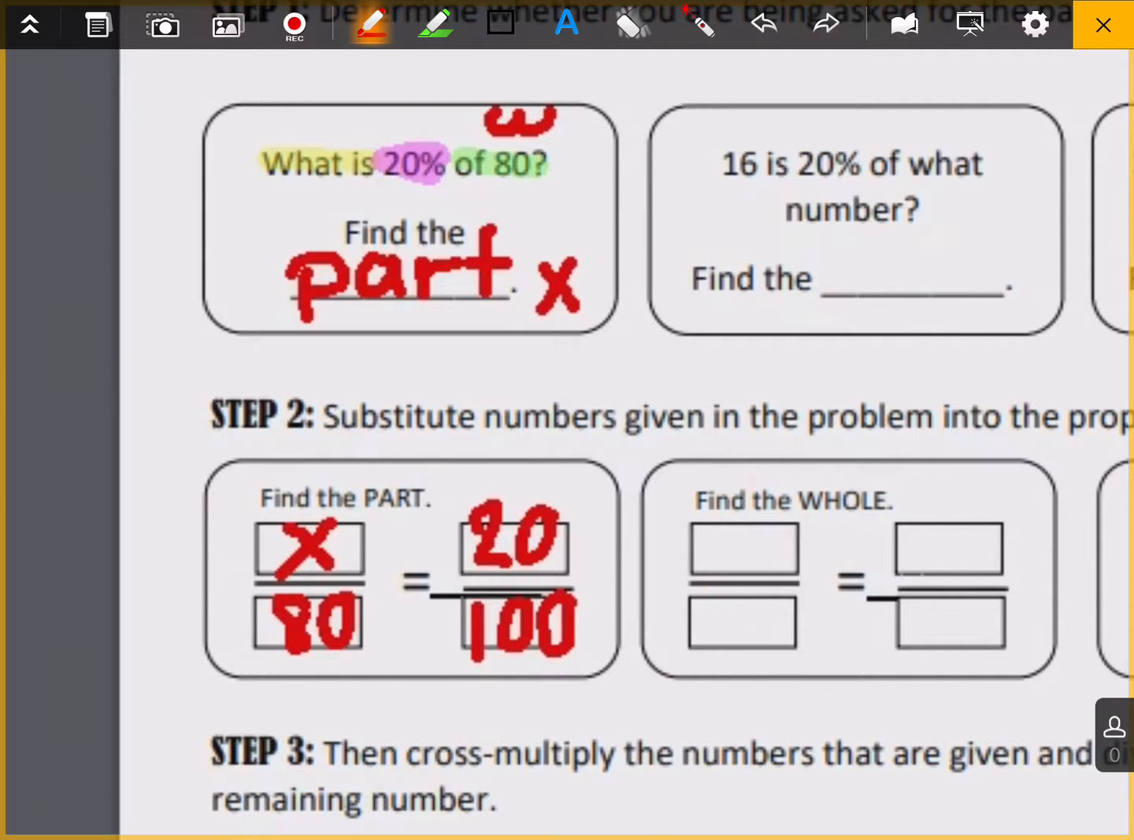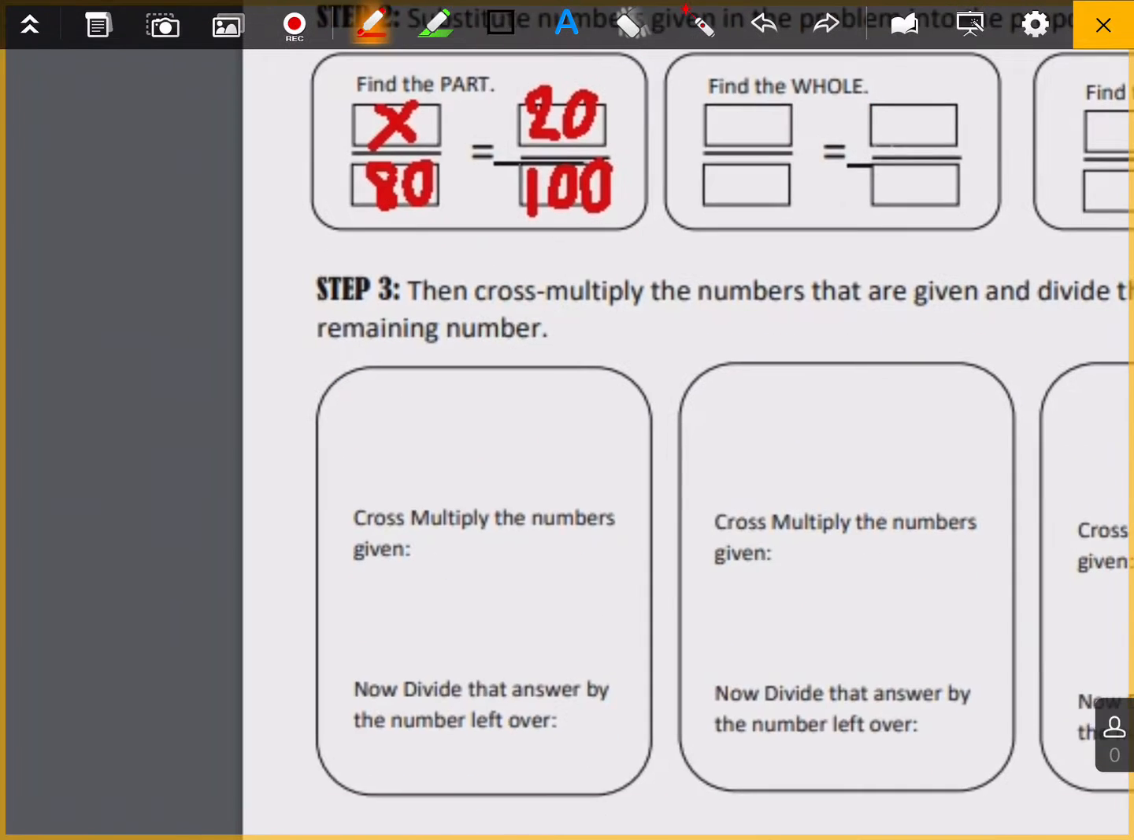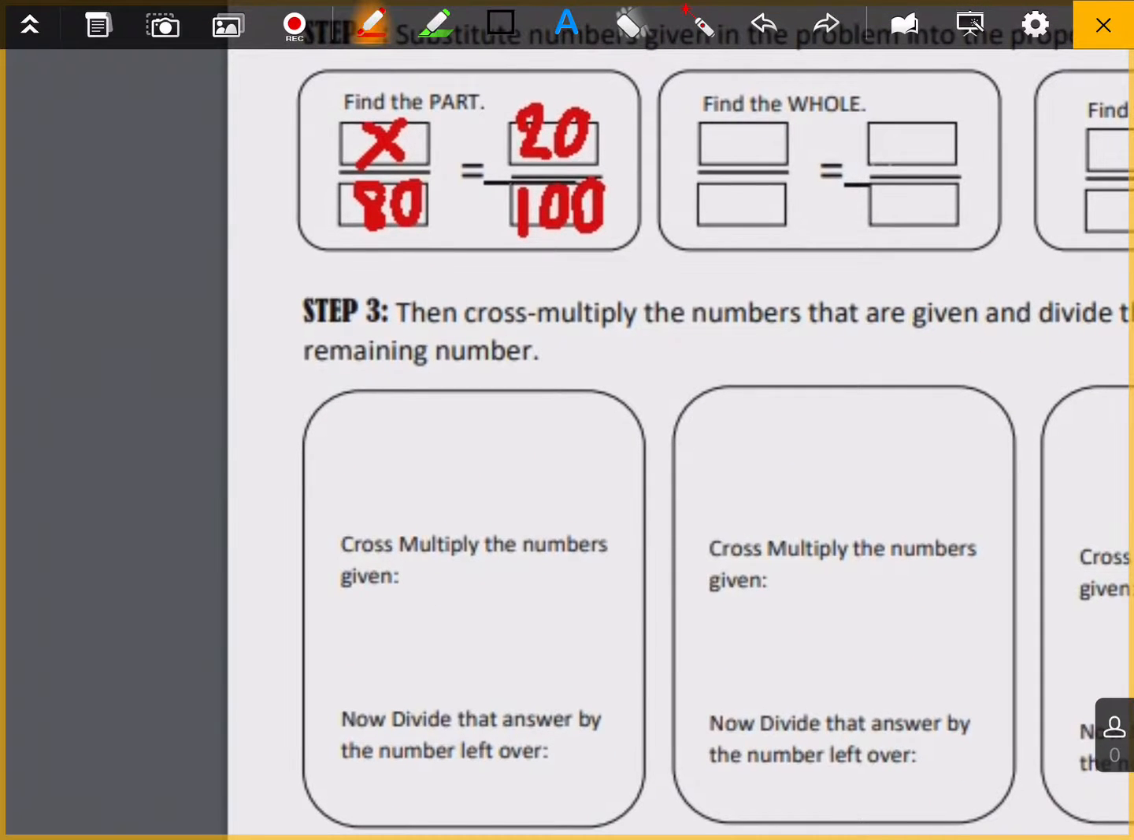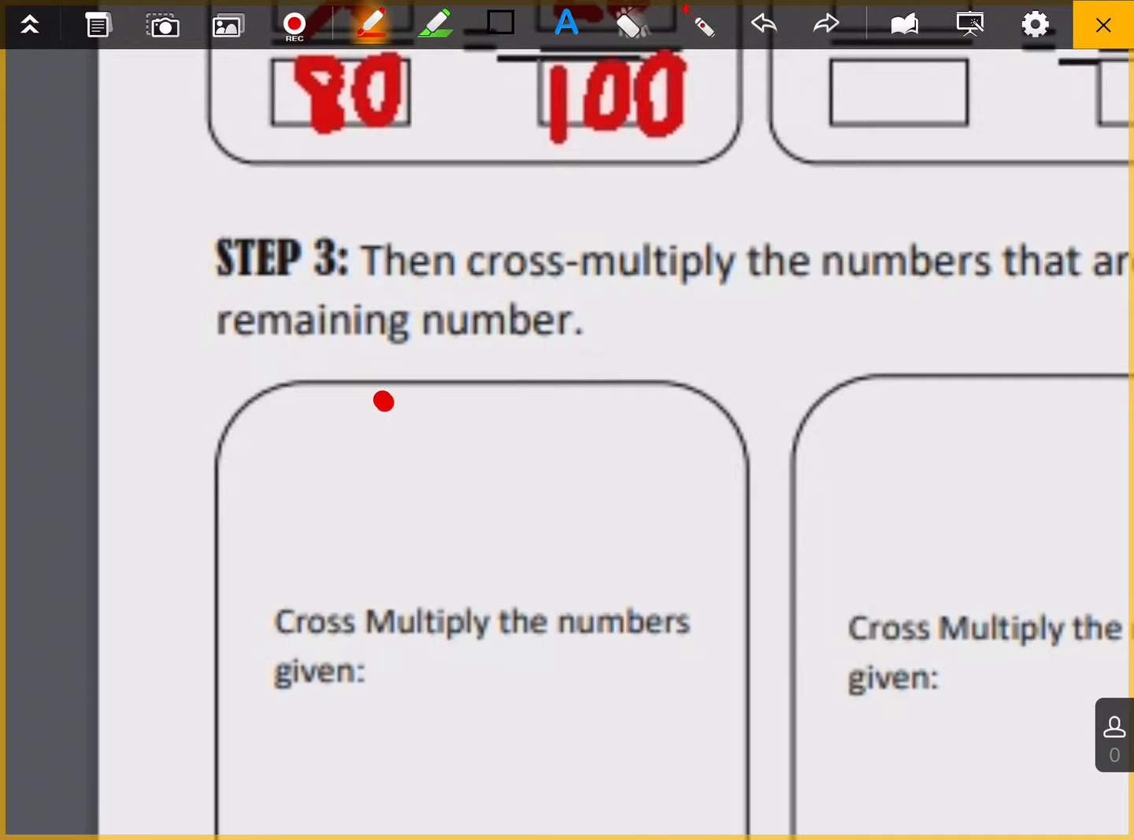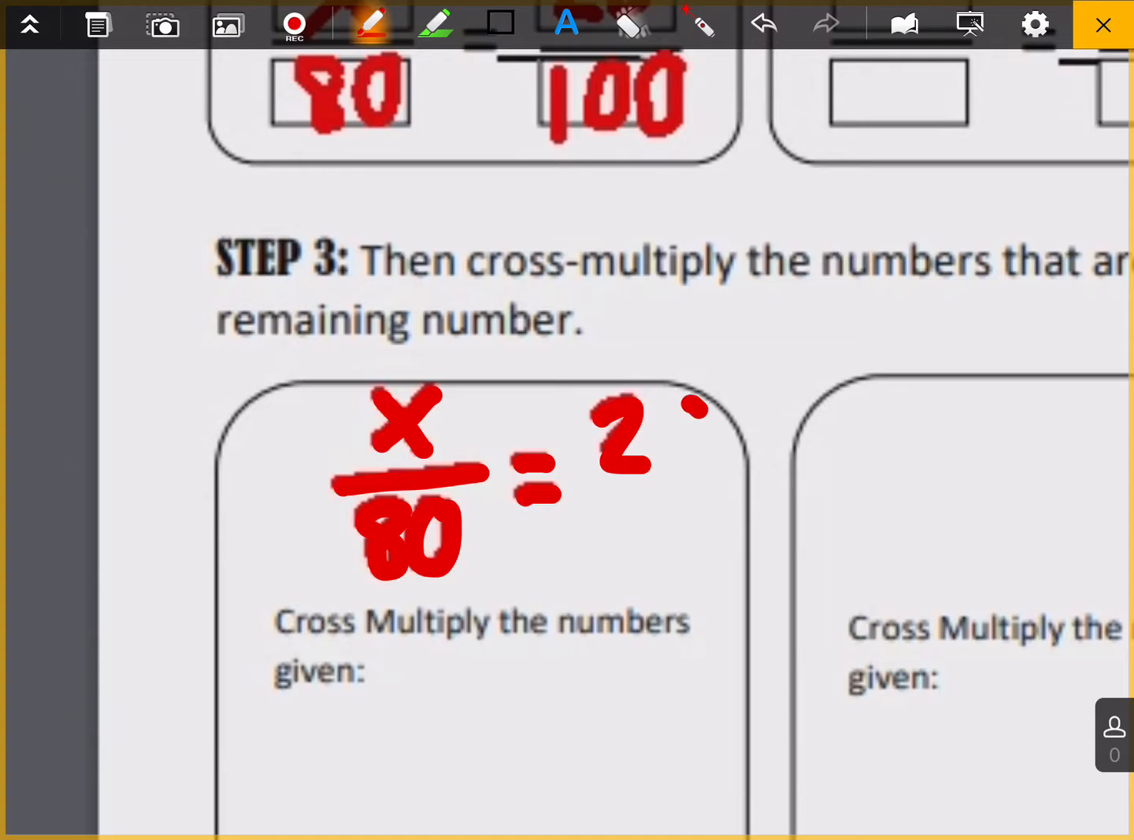Now that we have set up our proportion from our question, we're going to go ahead and start solving it. We're going to cross multiply the numbers that are given and then divide by the remaining number or the number that is touching our variable. So I'm going to rewrite it over here real fast. So X over 80 equals 20 over 100.